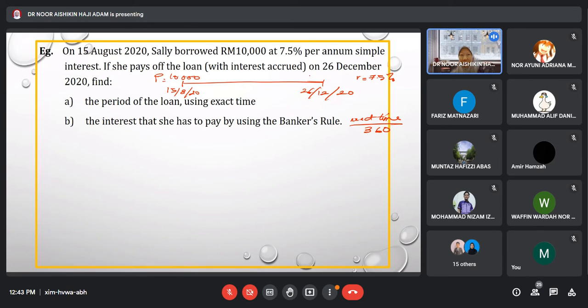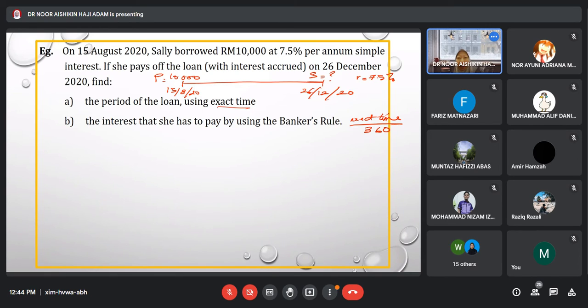Okay, with interest tu. So apa you nak kira kat sini? Dia tak bagi you berapa S kan? Betul kelas? Boleh cari tak? Boleh. Kita tak diberi, tapi kita boleh cari S, provided you know your T. Betul? Now, kita nak guna exact time.